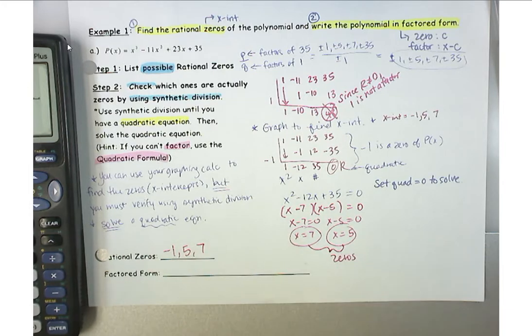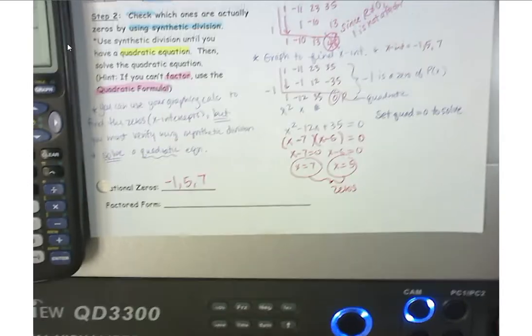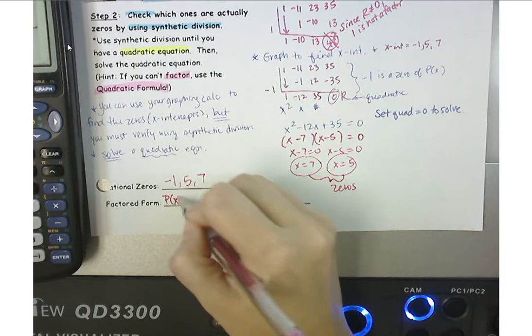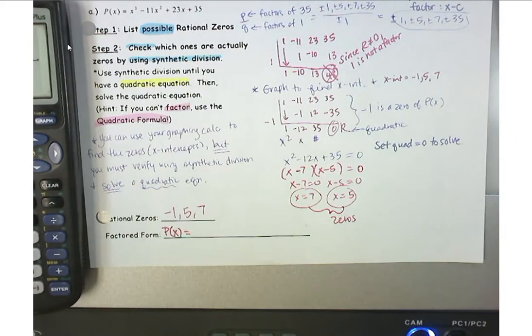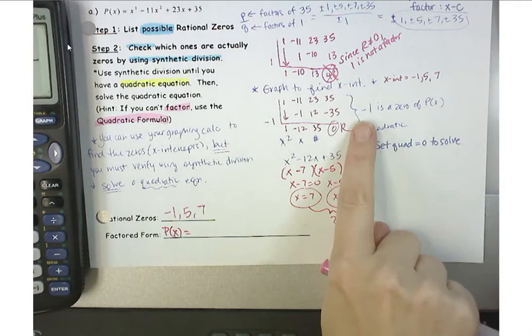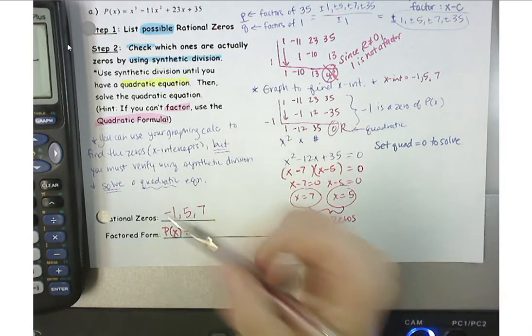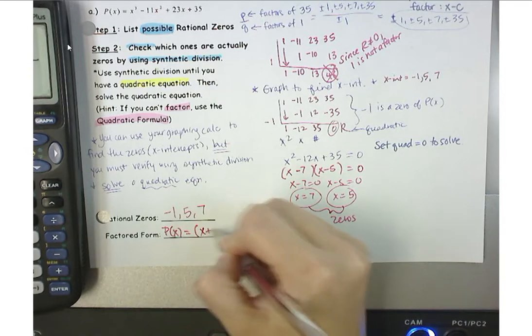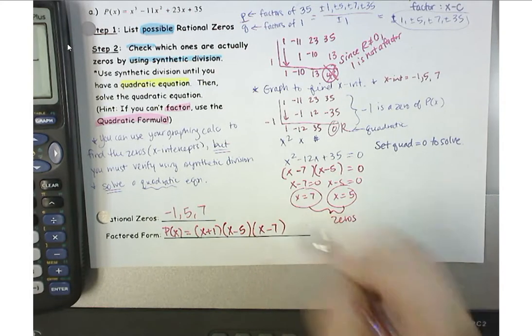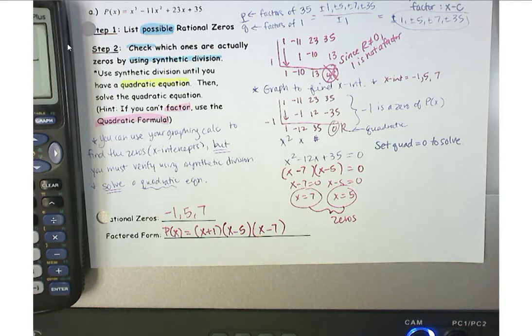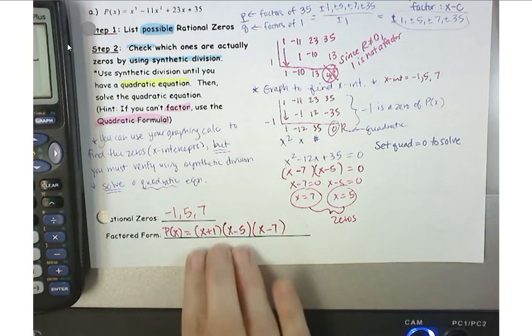Okay, so now I'm going to write this in factored form. So I have to start with p of x equals, since that is my equation. P of x is what I was given right here. And then if we're doing this in factored form, remember we go from c to x minus c. So if I have -1, x minus -1 is, what's x minus -1? X plus 1, yeah? And then I would have x minus 5, and then x minus 7. Now, it doesn't matter what order those are in because they are being multiplied. Okay, so you just have to have those three factors.